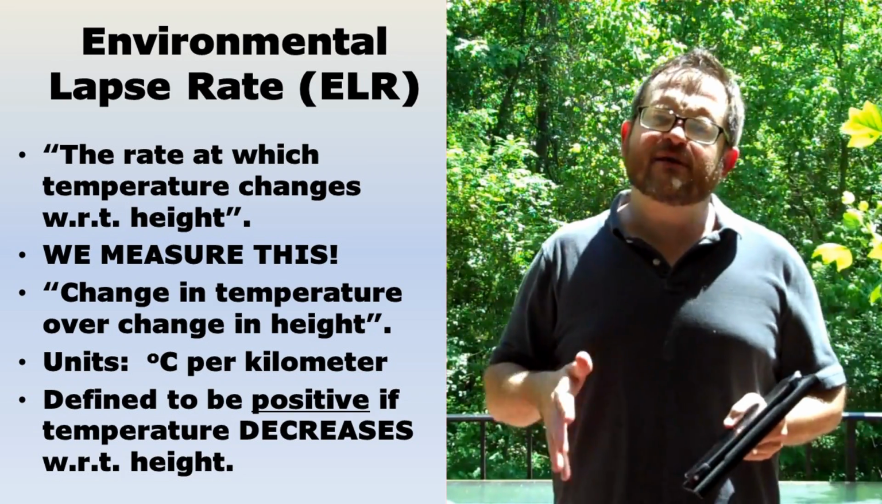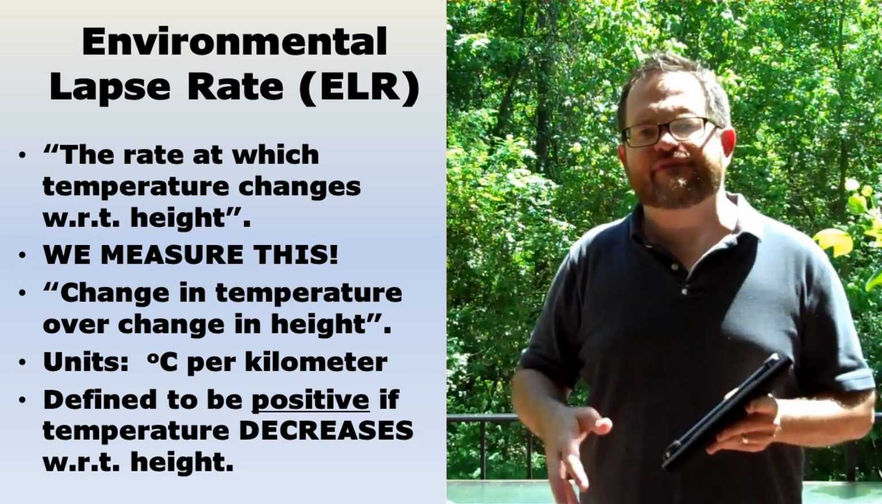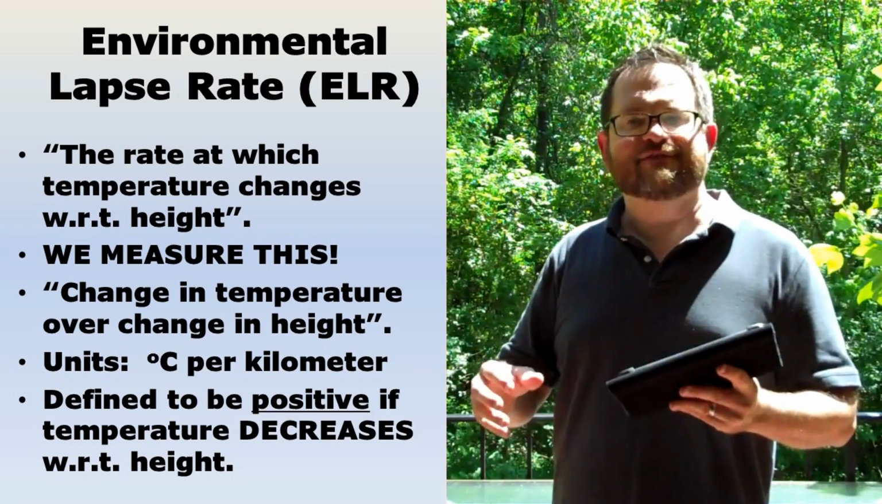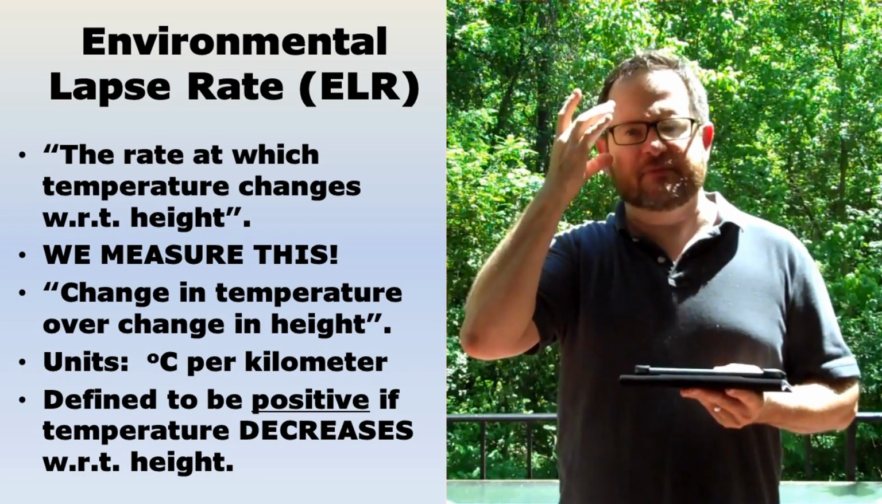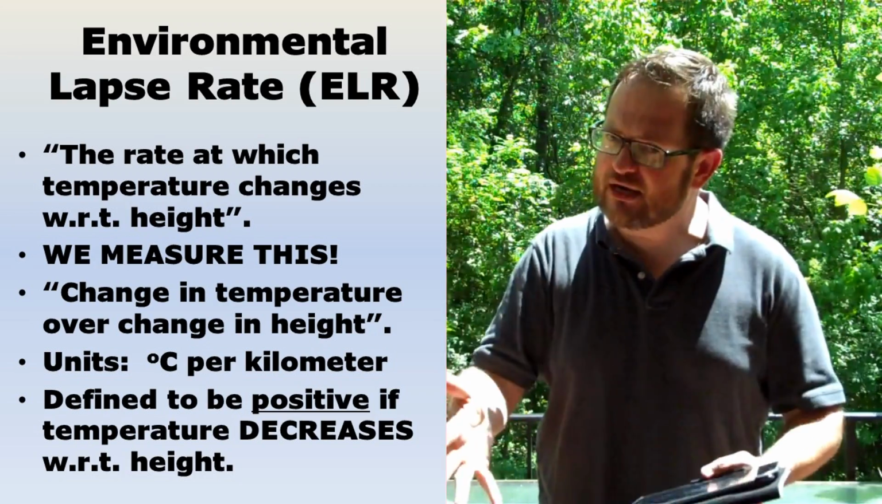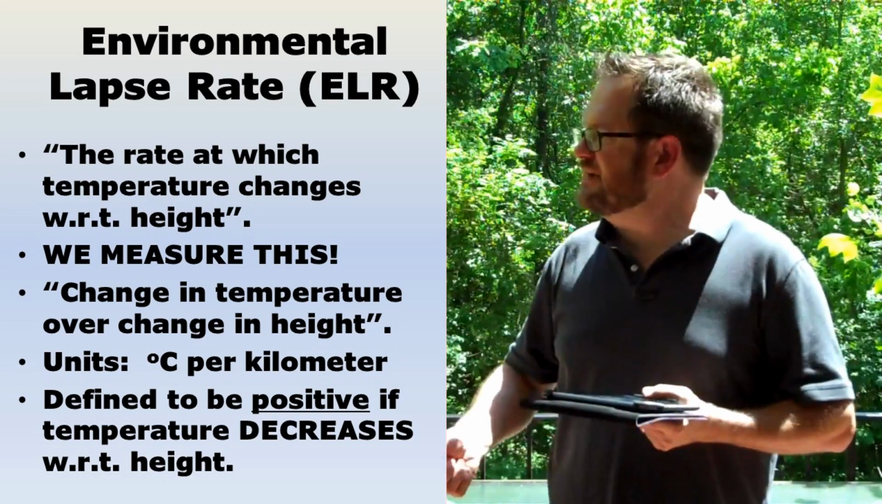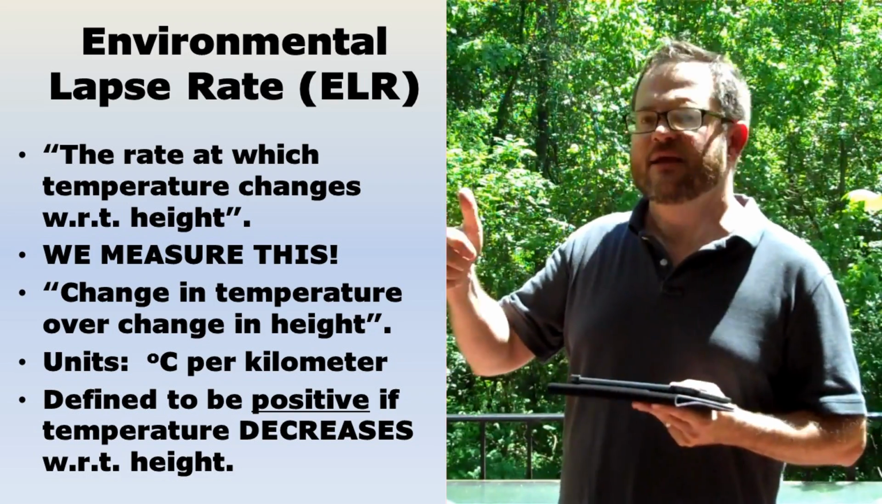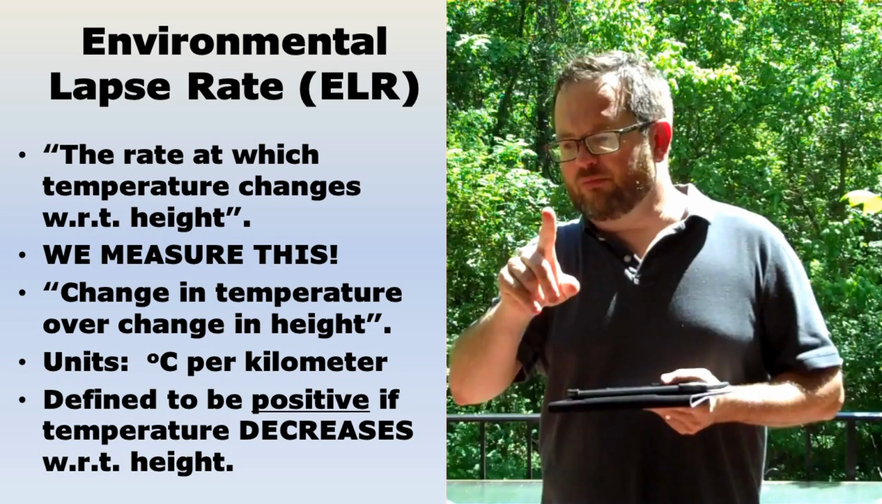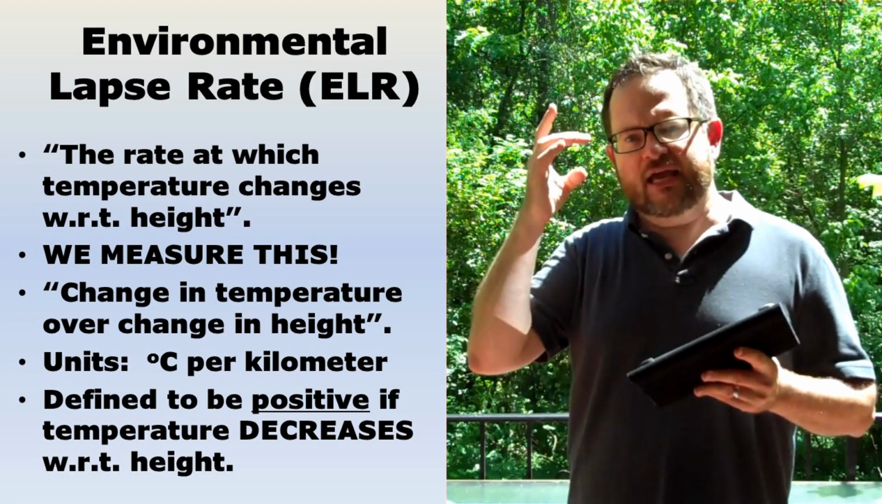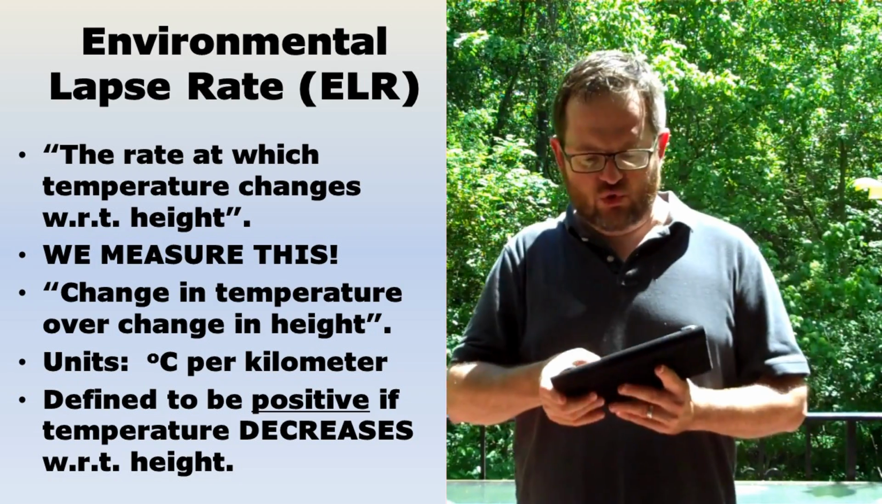The weird thing about environmental lapse rate is that it is defined so that it is positive if the temperature is decreasing with respect to height. I didn't make the rules. I would have done it different. The environmental lapse rate is defined to be a positive number if the temperature is getting colder with respect to height. You'll kind of see why a little bit later. And it is defined to be negative if the temperature is getting warmer as you go up in the Earth's atmosphere.